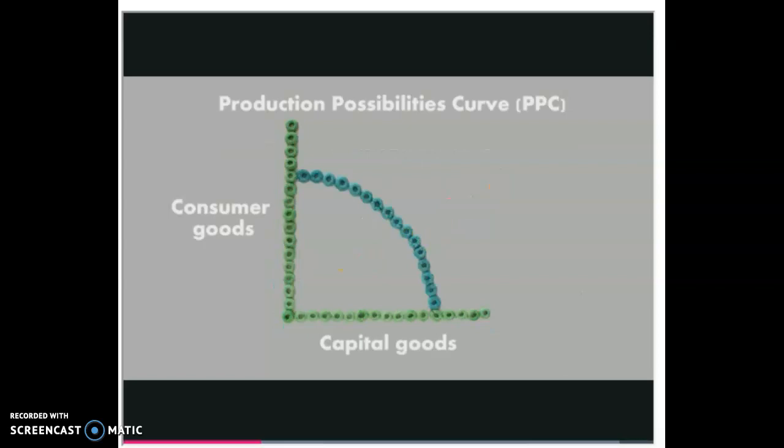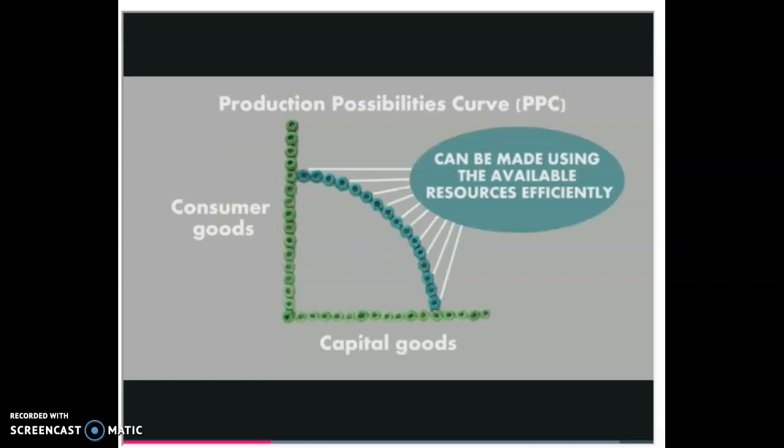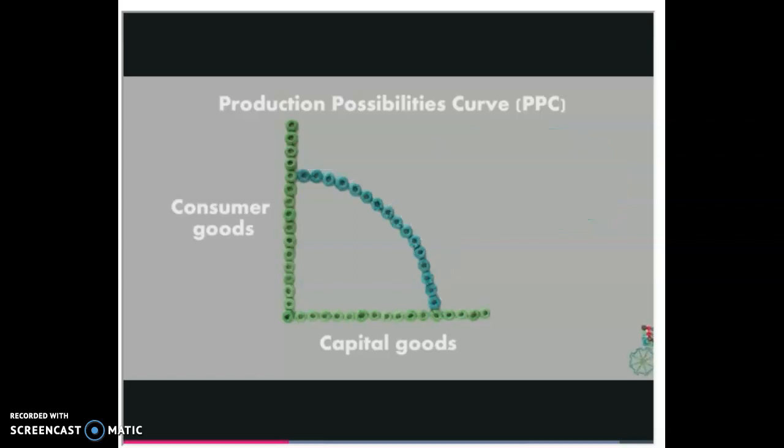The other model we'll use is the production possibilities curve, or frontier, which shows all of the combinations of two goods that can be made using the economy's available resources efficiently. In this example, we'll use two categories of goods: consumer goods such as t-shirts and capital goods such as tractors.